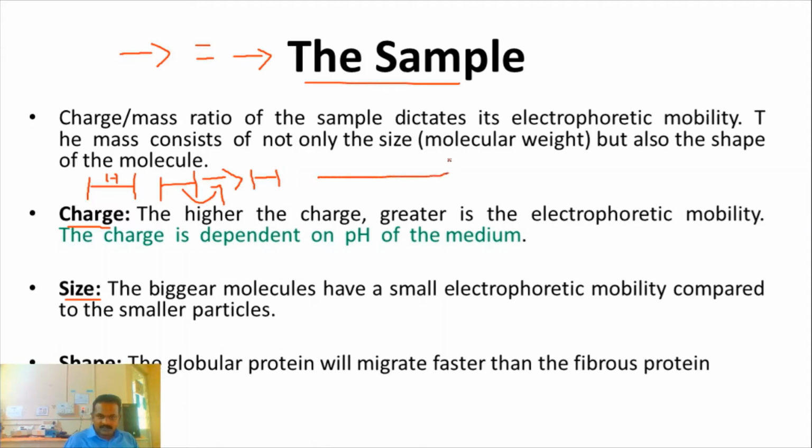For example, suppose you take an acidic protein. This acidic protein will only get a small migration, even though all the conditions are good. How? Because it is a negatively charged protein, so it migrates very slowly. If you take a positive protein, it can migrate much faster. These kinds of factors we are going to study at the time of SDS-PAGE.